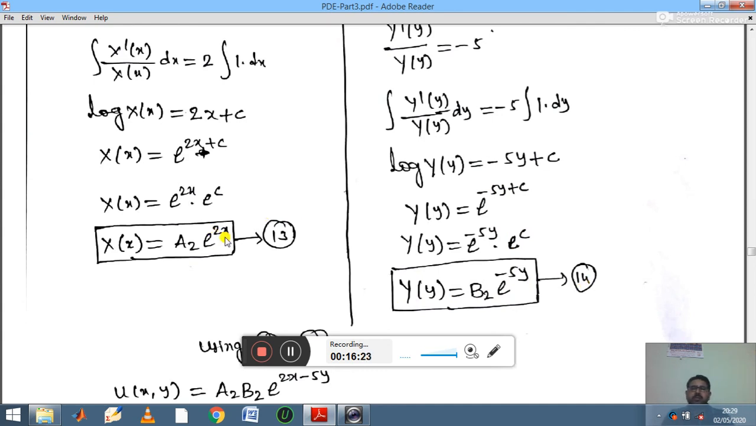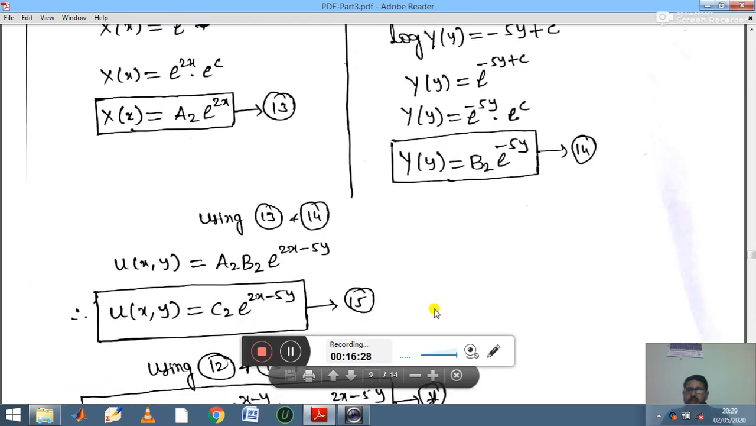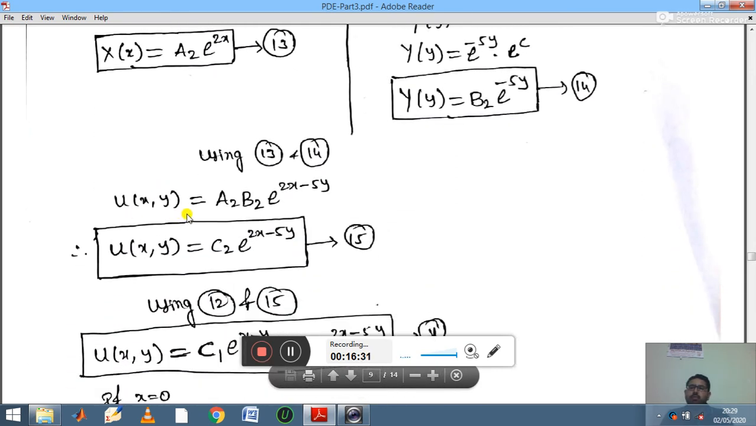Okay, now here also you got X(x) and Y(y). Once again you rewrite the complete solution. U(x,y) equals a2 into e power 2x and b2 into e power minus 5y. You combine these two exponential functions, then e power 2x minus 5y and a2 into b2. In place of a2 b2, use the new constant c2. For this you better take the notation u2(x,y), because this is the second part of the solution. u2(x,y) equals c2 into e power 2x minus 5y.